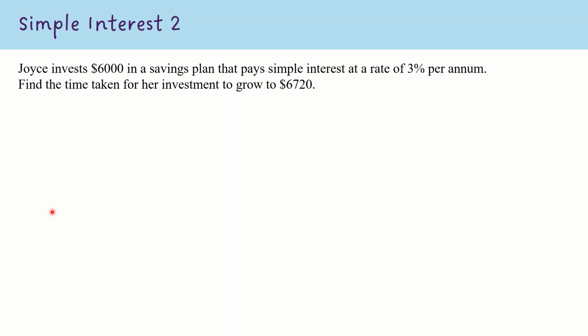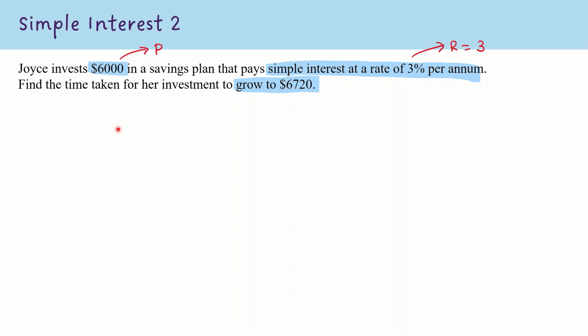solve the problem. We first know that there is $6,000 being invested, and that will be our principal amount, or P. Then, the simple interest is at a rate of 3% per annum, which means that R is equal to 3. We also know from the question that we want her investment to grow to $6,720. At this juncture, I want us to think, what does growing to $6,720 mean?